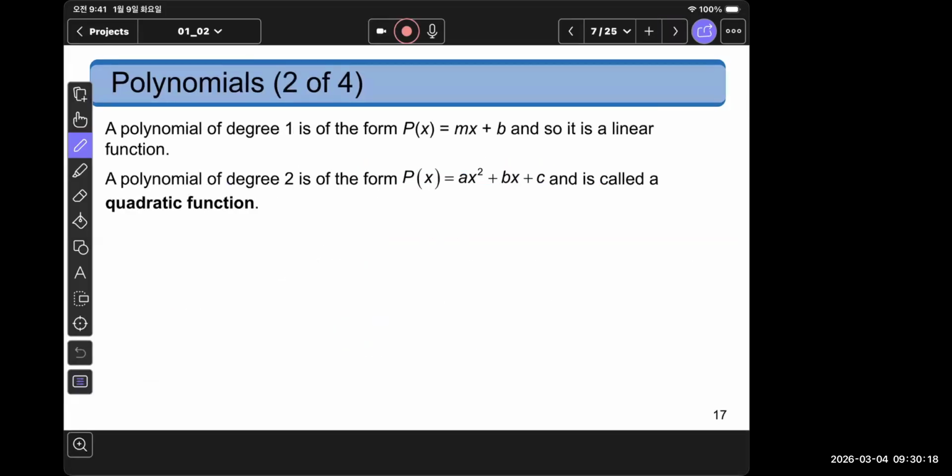And when the degree of the polynomial is 1, your polynomial will be of this form, and that means your polynomial will be a linear function. If your polynomial has degree 2, as in this, then we call such a polynomial a quadratic function.